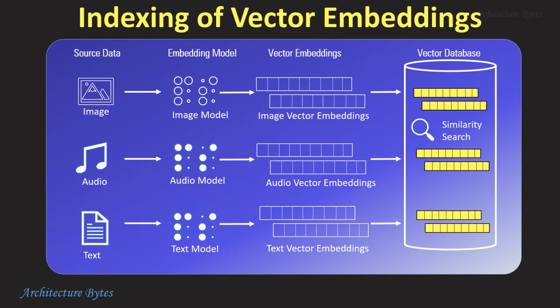Vector embeddings are typically indexed inside a vector database to enable efficient storage and retrieval. Vector embeddings are organized in a data structure that supports efficient indexing. Common structures include tree-based or hash-based structures. The goal is to group similar vectors together to minimize the search space during similarity searches.